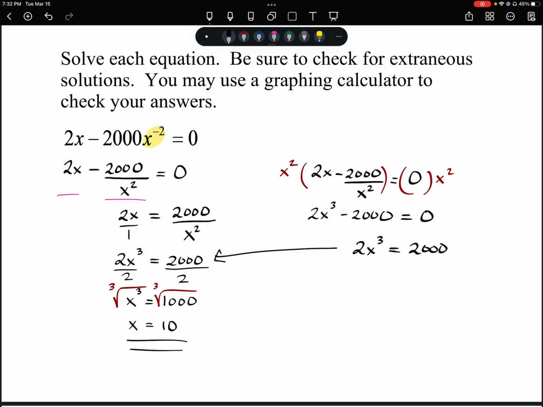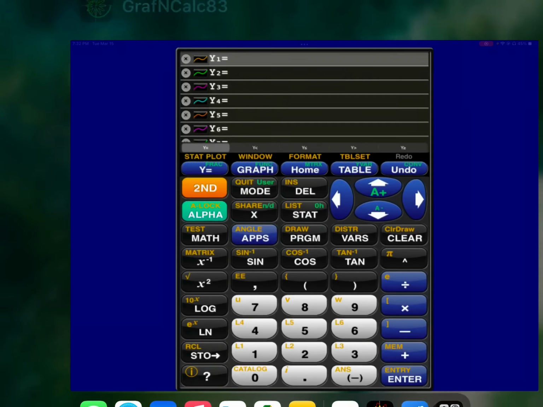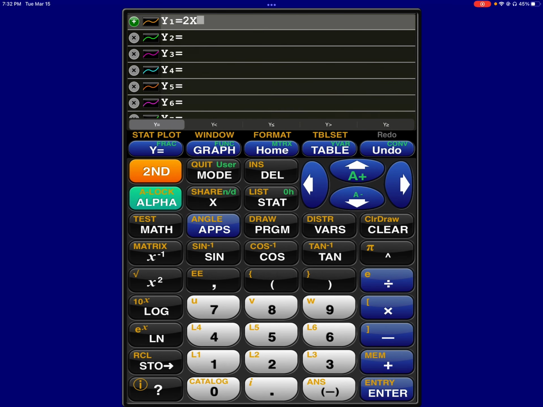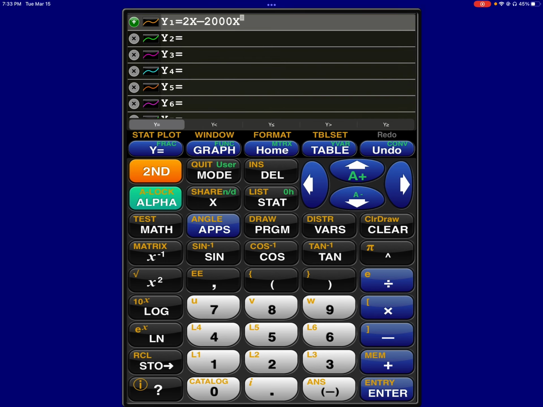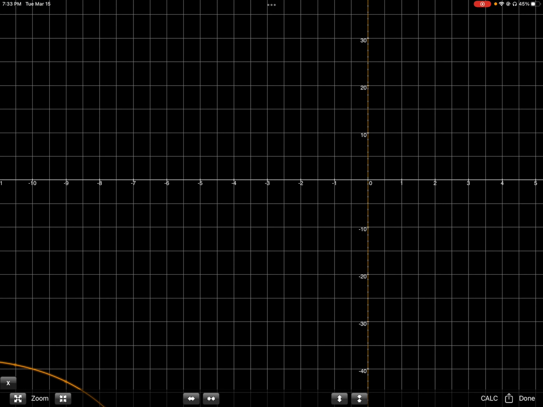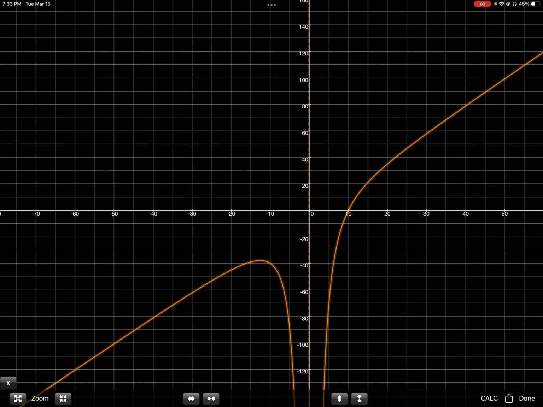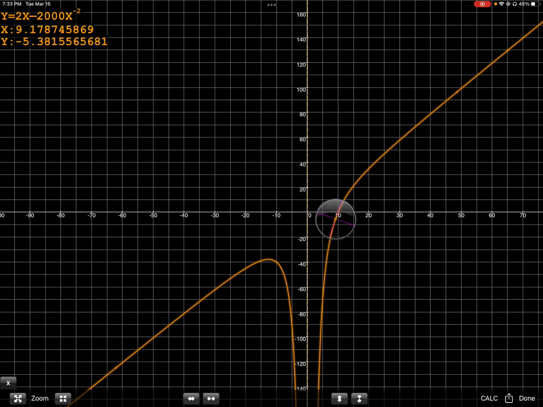If you want to check it, remember we can solve anything by graphing. Let's get out the graphing calculator. It's already set equal to 0, so let's enter 2x minus 2,000, and we're multiplying that times x to the negative second power. When we graph that, we look to see where it crosses the x-axis. You can see there's only one place where it crosses, and that is at 10. So we know that we are correct.